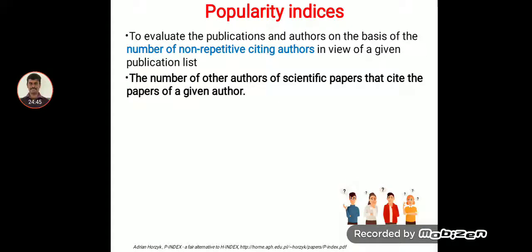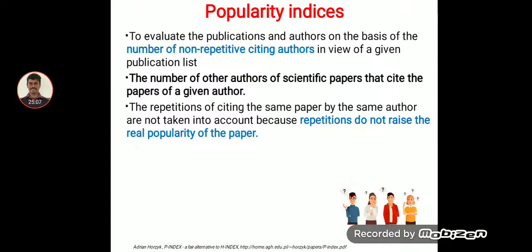There is another index which is growing up, that is the popularity index. This popularity index evaluates the publications and authors on the basis of the number of non-repetitive citing authors, the number of other authors of citing scientific papers that cite the paper of a given author. In this, the popularity index mainly deals with repetition: citing the same paper by the same author is not taken into count, because repetition does not raise the real popularity of the paper.